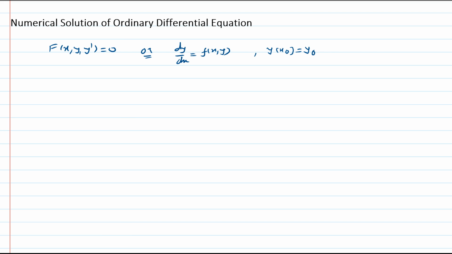Now here also the points given to you are x0, x1, x2, and so many points, where x(i+1) is nothing but xi plus h, meaning the points are at equal distance. Different methods are available. Out of that, the first method that we are going to discuss today is Picard's method of successive approximation.